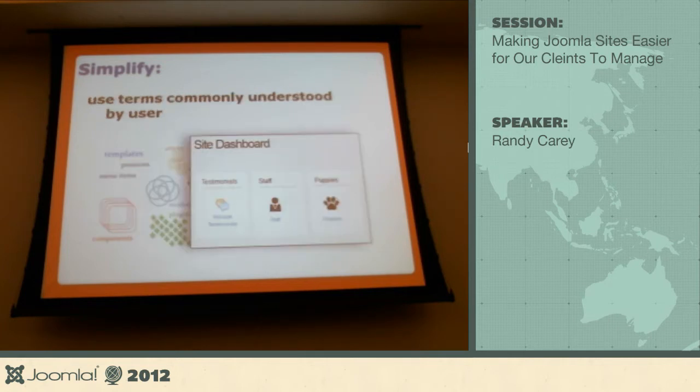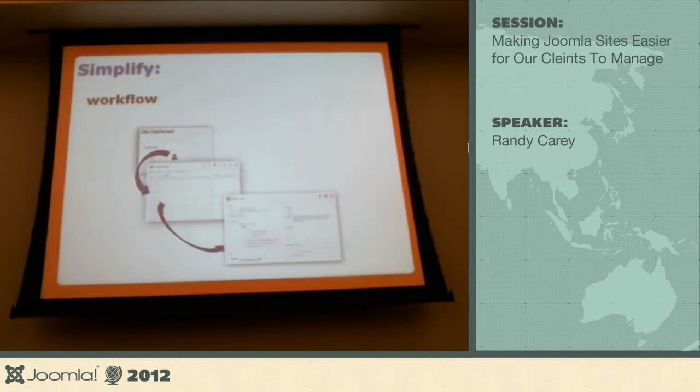The other simplification: we want to use terms that tie into their business. In this case, testimonials, staffs, and puppies. It's pretty obvious. You've got the icons there that help illustrate what it is. And we ourselves are going to worry about all the stuff in the background: the templates, the alternative layouts, the components, the plugins, whatever it is. We handle that. They don't need to know anything about that, unless they really, really want to. But many clients who are maintaining content, they're not in it for the technology. They're in it for maintaining their content.